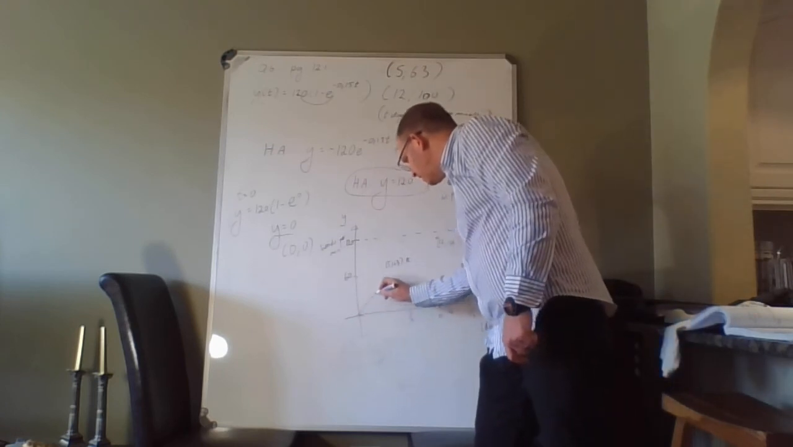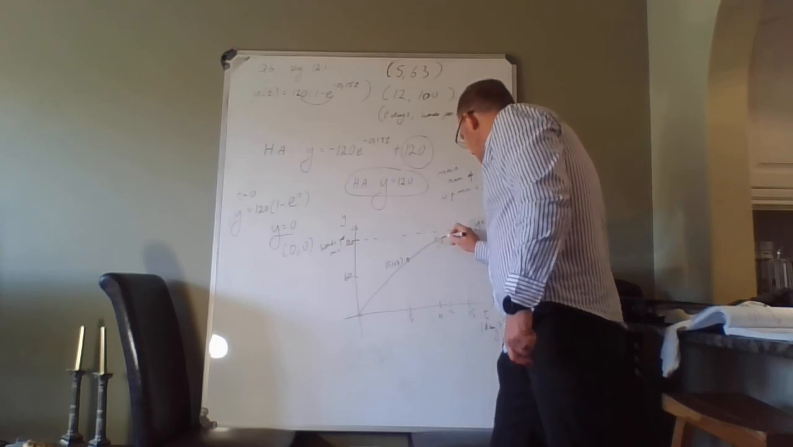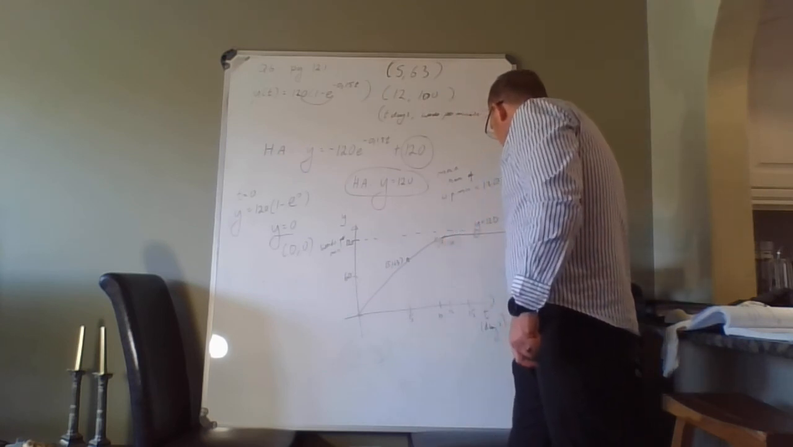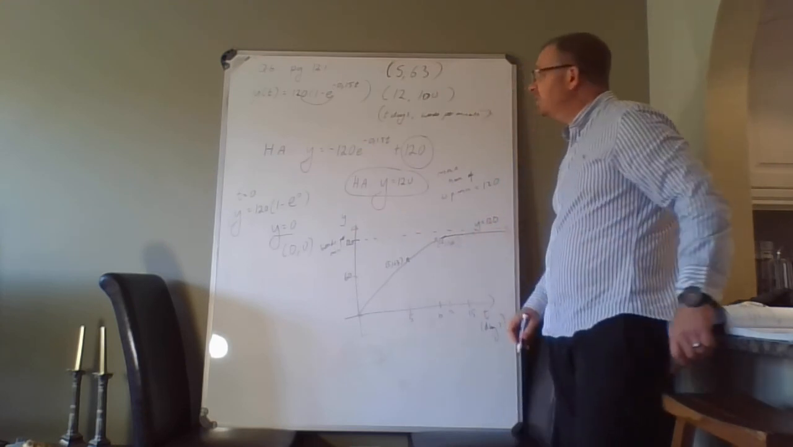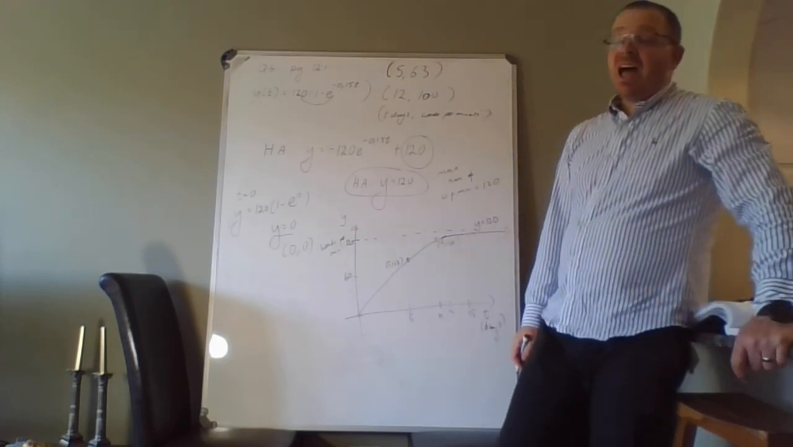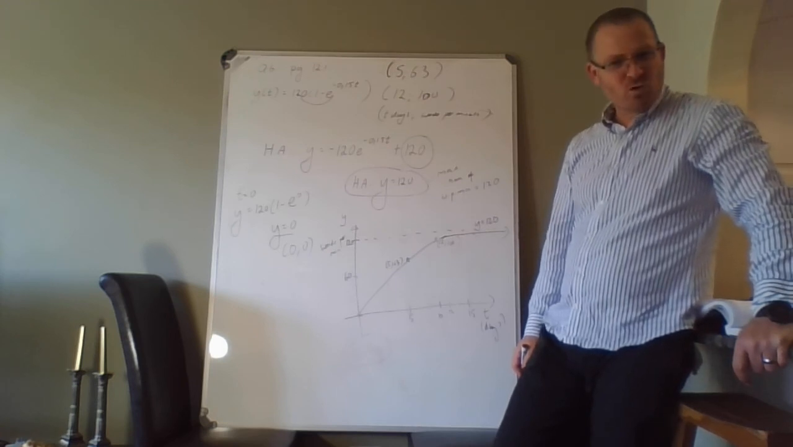So voila, your graph is going to head towards the asymptote. You must show it's getting closer to the asymptote. And there's your graph. And that, ladies and germs, is that for your videos.